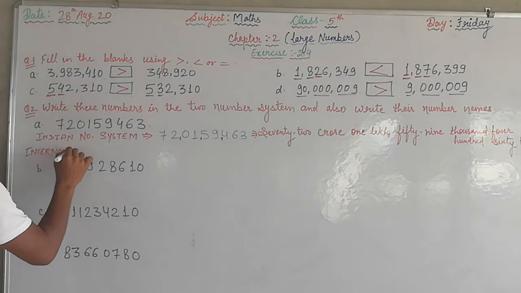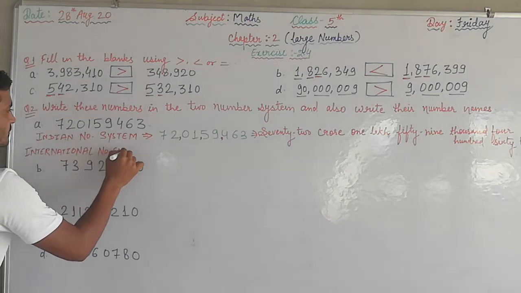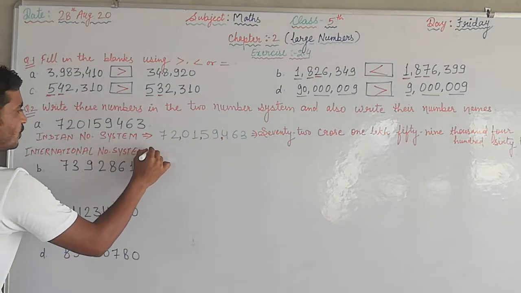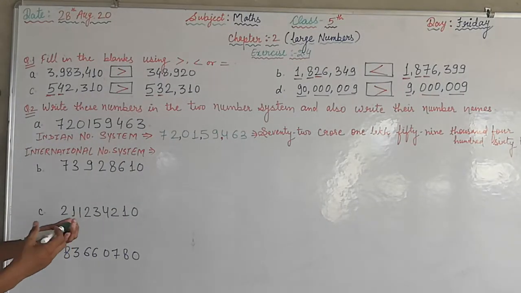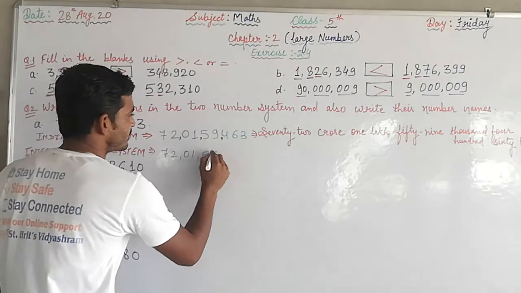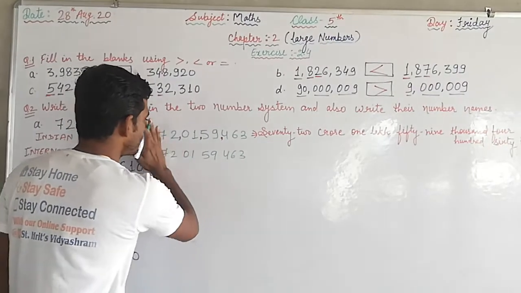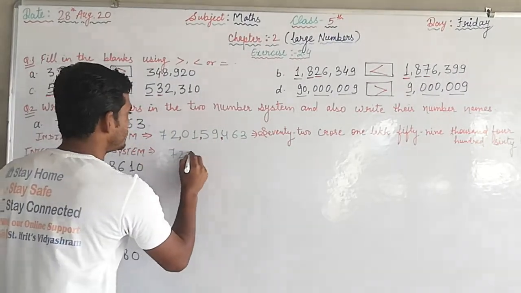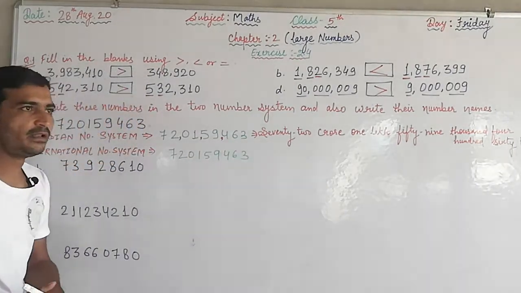International number system. Okay, so first of all we place commas according to the international number system. Write the number here once again. You have to write the numbers and then we place the commas according to the international number system.